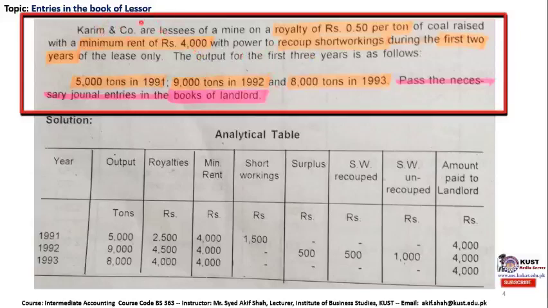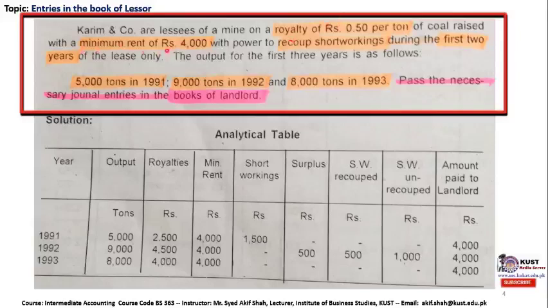Karim and Company is lessee of a mine. They have taken a lease agreement of a mine, at the rate of royalty to be paid to the landlord of half rupee per ton of coal extraction. For example, if Karim and Company has extracted 10,000 tons of coal from the mine, then the royalty fee will be 10,000 multiplied by half rupee, which is 5,000 rupees of royalty to be paid to the lessor.